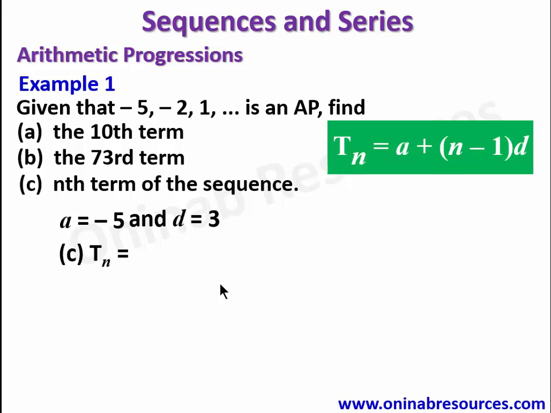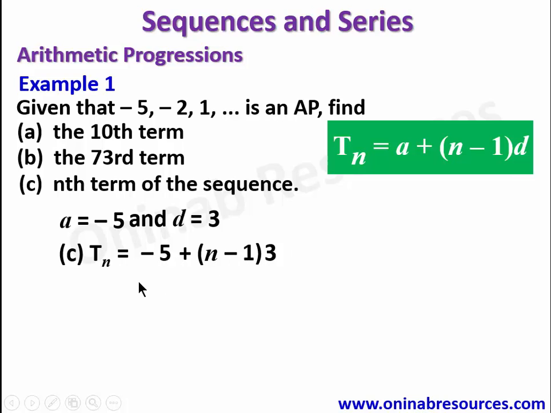For C, we are looking for the nth term. To get the nth term of this sequence, it is to get the general formula for this particular sequence, such that if you substitute in any of the values of n, it gives you the term for the sequence. So here we go. We know our a is -5. We don't know n, so plus (n minus 1). Then our d is 3. We put our 3 there.